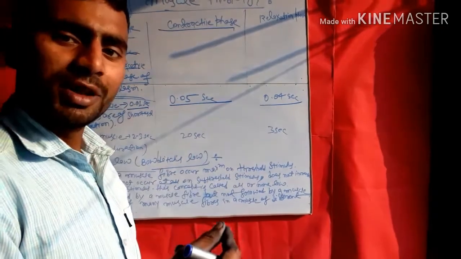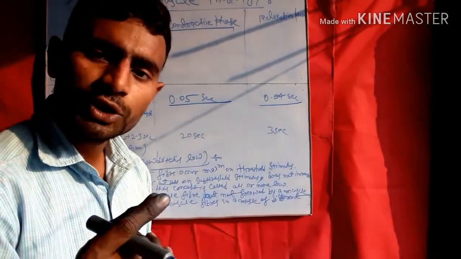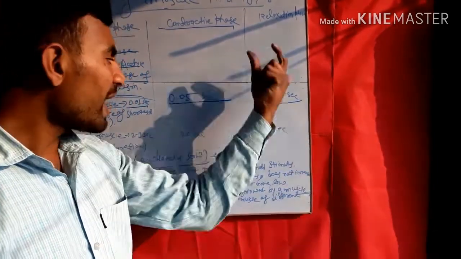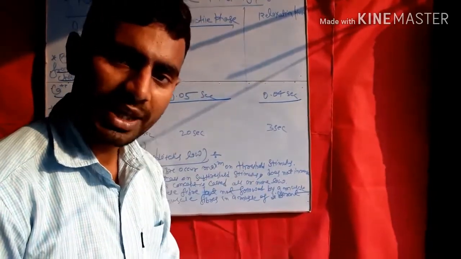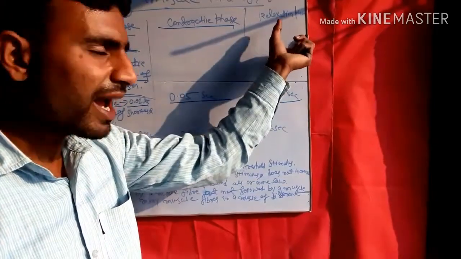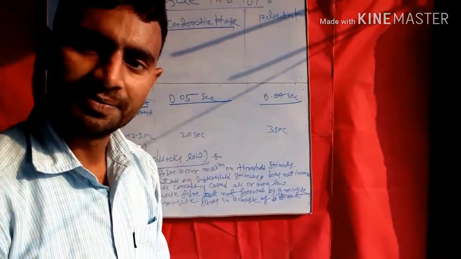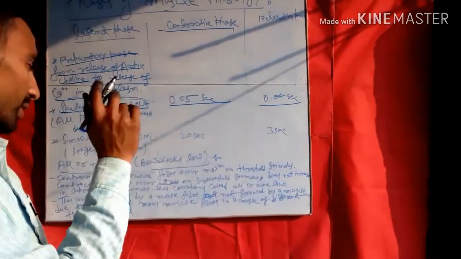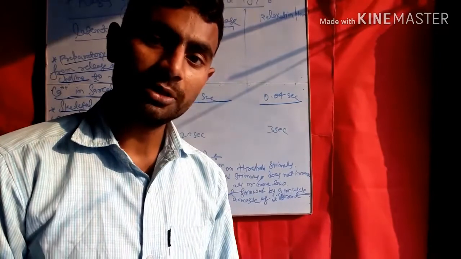So for skeletal muscle, the latent phase is 0.01 second, the contractile phase is 0.05 second, and the relaxation phase is 0.04 second.